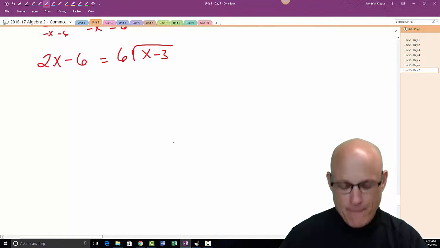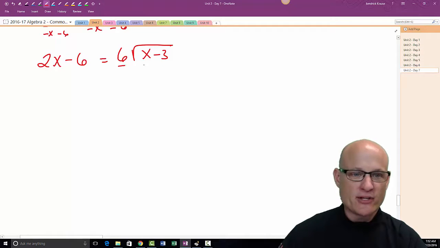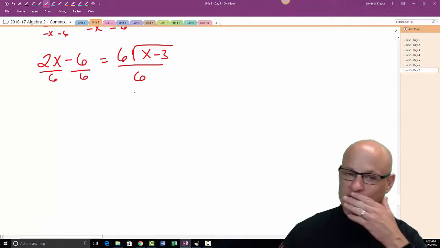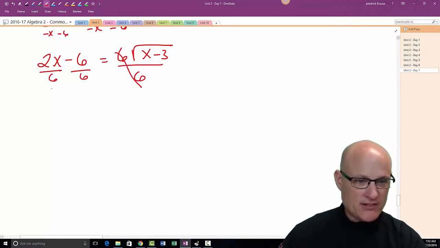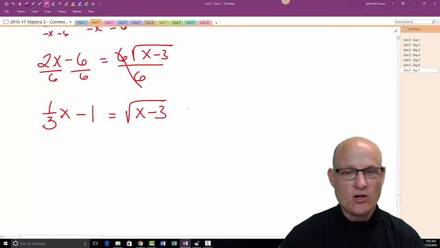This one's going to be a pain in the neck. Divide by 6. You'll see why in a second. So I'm going to divide each of these by 6. It's the same as dividing the whole side by 6. This ends up being 2 over 6, which is 1/3 x minus 1, equals the square root of x minus 3.